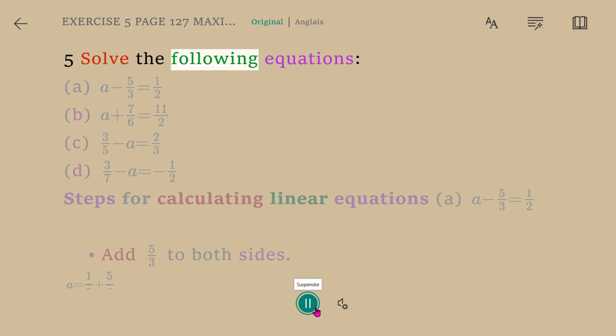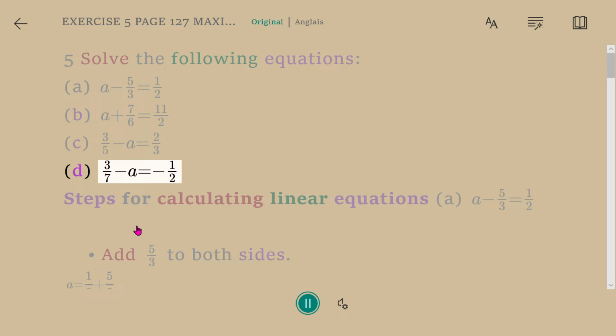5. Solve the following equations. A minus 5/3 equals 1/2. B plus 7/6 equals 11/2. C 3/5 minus A equals 2/3. D 3/7 minus A equals minus 1/2. Steps for calculating linear equations.